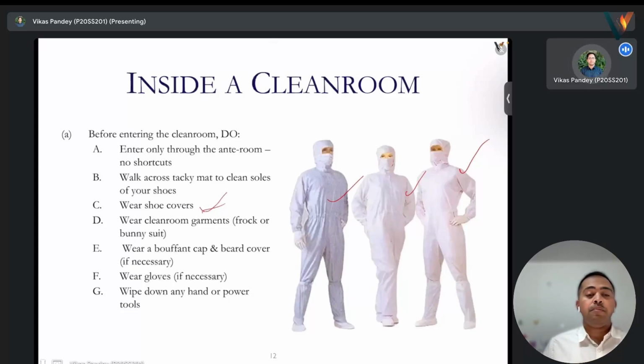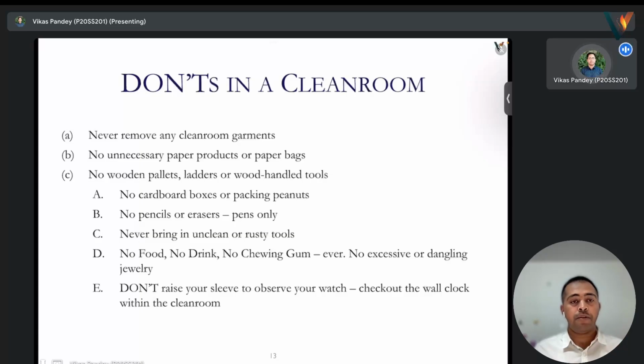And if you are taking any tool with you, you have to wipe it properly. Although it is generally not allowed to take external tools inside, in case it is necessary, you have to wipe it properly so that it is clean before it goes inside. When inside a clean room, this is just to understand how stringent these parameters are and how well it is maintained. When you are inside, never ever remove any clean room garment. What you are wearing, you have to wear. You don't have to open it inside.